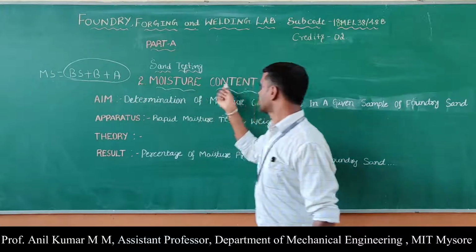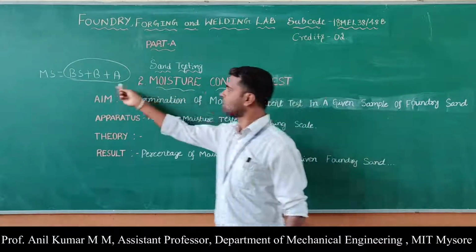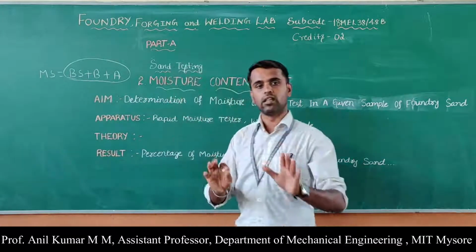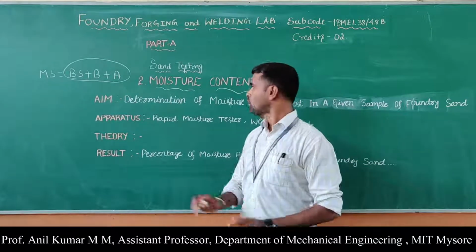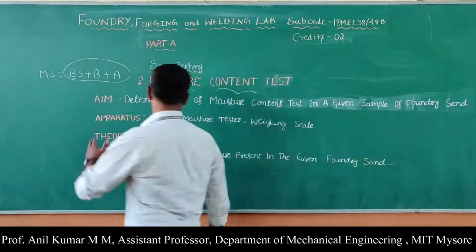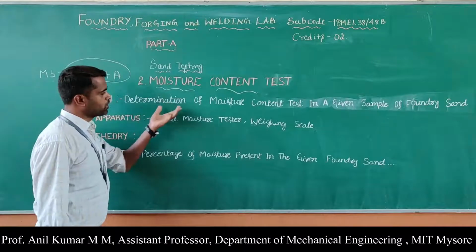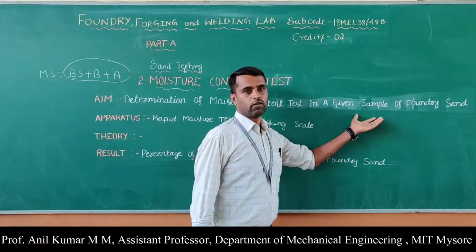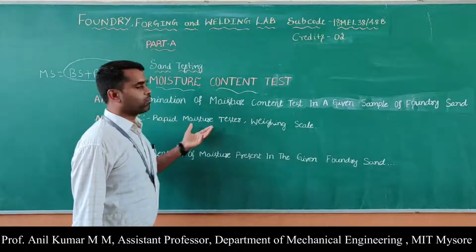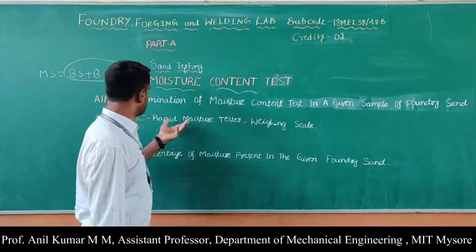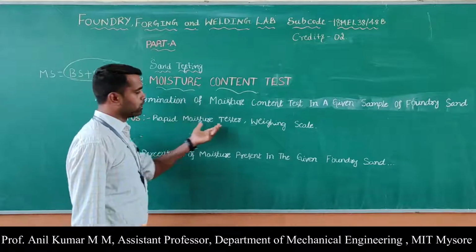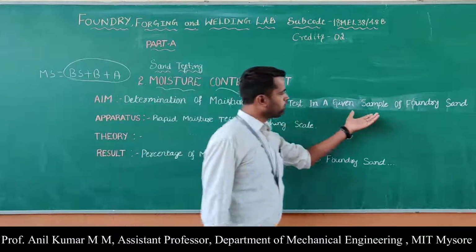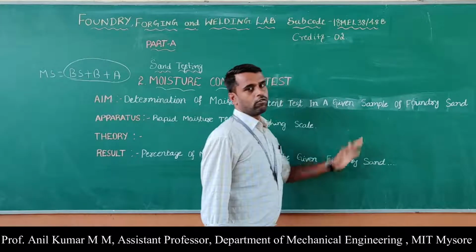In the moisture content tester, we are going to check the amount of moisture present in the molding sand. The aim of this experiment is the determination of the moisture content in a given sample of foundry sand. The apparatus required to conduct this experiment are the rapid moisture tester and the weighing scale.